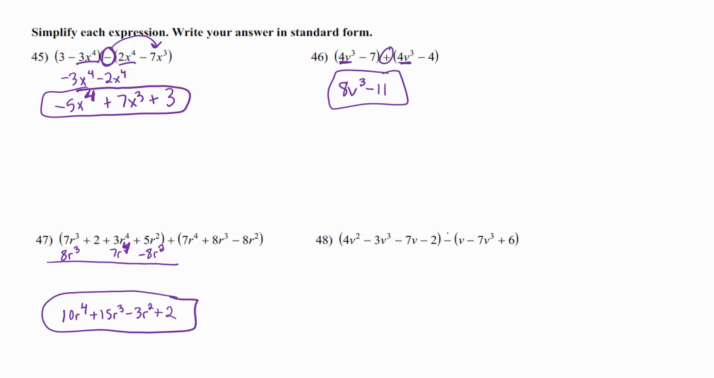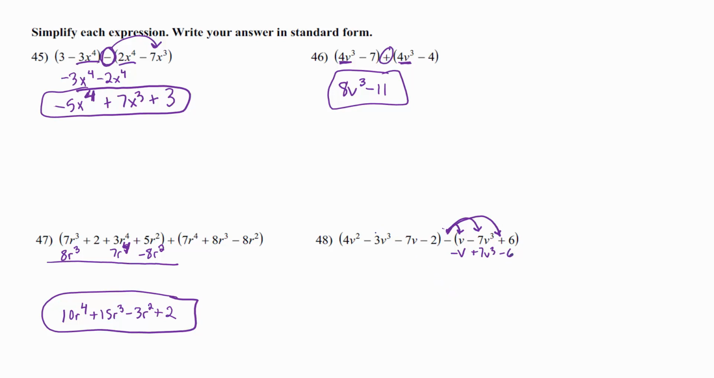For subtracting, we could do the same thing, but make sure you change the signs. This is the biggest mistake, and it happens so much. And all you have to do is remember, a negative makes all these change signs, so that we have negative v plus 7v cubed and minus 6.